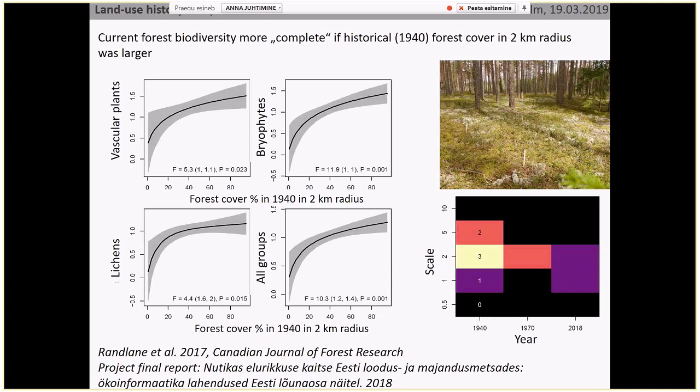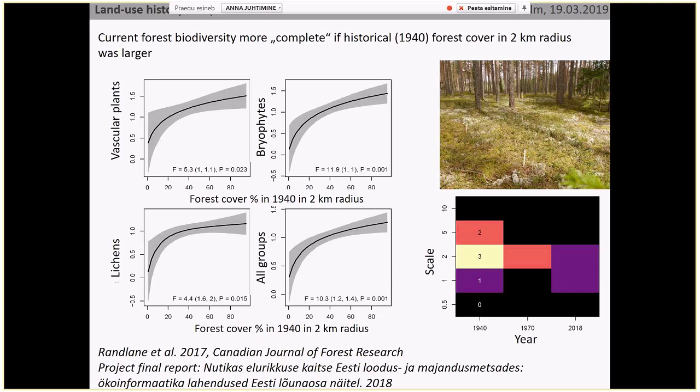that for these groups, indeed, there are some scales that are important. The 2-kilometer scale seems to be important for them. If there is more forest in a 2-kilometer radius, they do much better. If this forest cover in the 2-kilometer radius was there in the 1940s, this is still the impact that we see right now. So current biodiversity is driven by historical forest cover in a 2-kilometer radius.